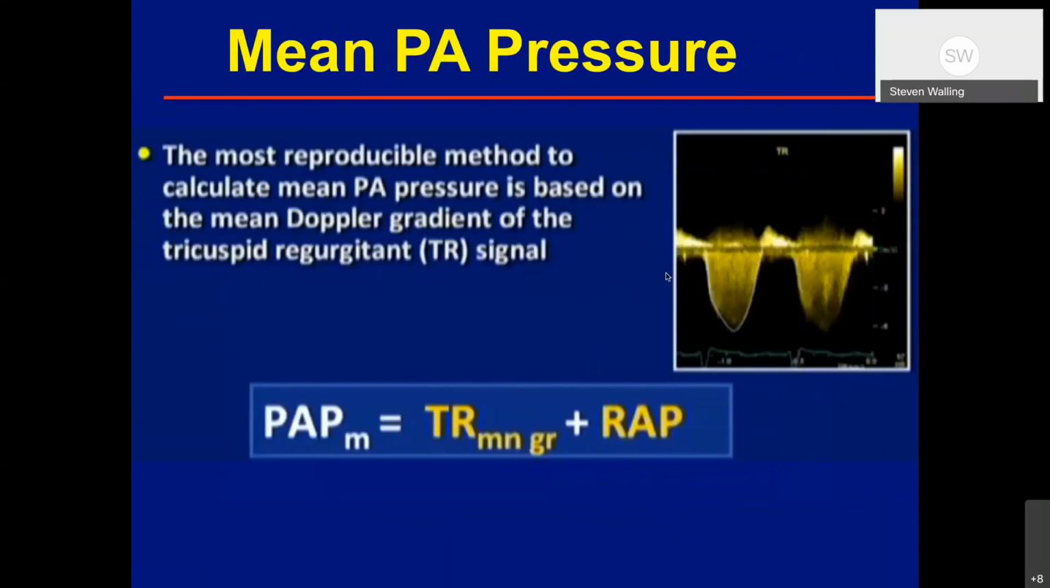Now we can also get the mean PA pressure, and that's the same way we can do the VTI and give you the mean of the TR jet and the pressure. In this case, instead of the peak velocity, you get the mean gradient, and of course you get the mean PA pressure as well.